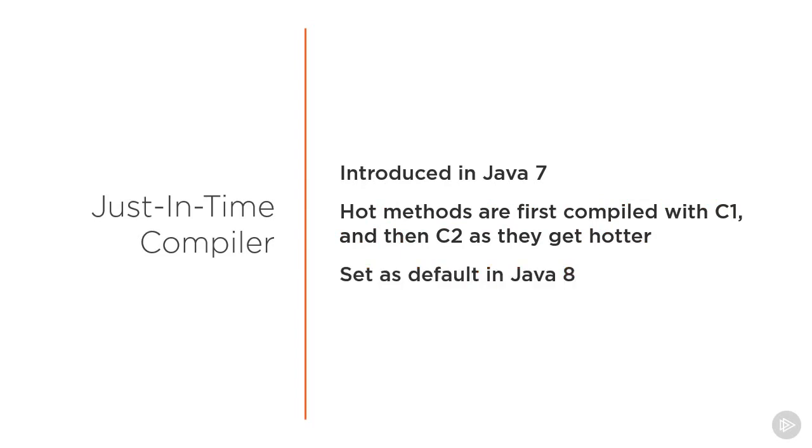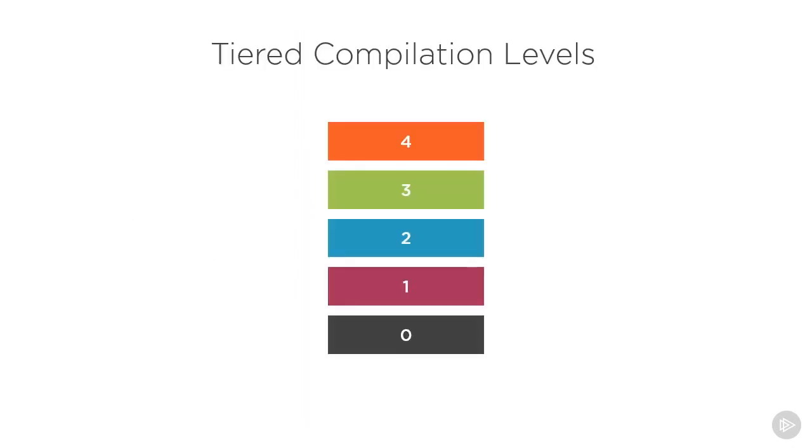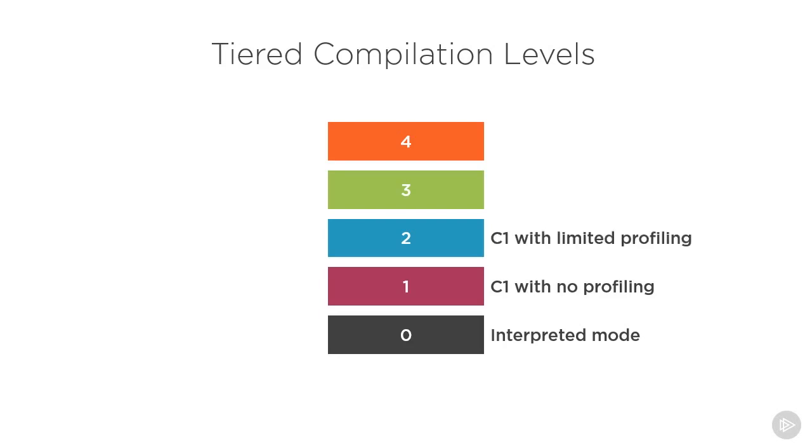The actual mechanism of tiered compilation is a bit complex, so I'll present a simplified version of it here. In tiered compilation, there are 5 execution levels. In level 0, the code is run in pure interpreted mode. In level 1, hot methods are compiled using the C1 compiler, and no further profiling is done. In level 2, hot methods are compiled using the C1 compiler, and there is some limited profiling being done.